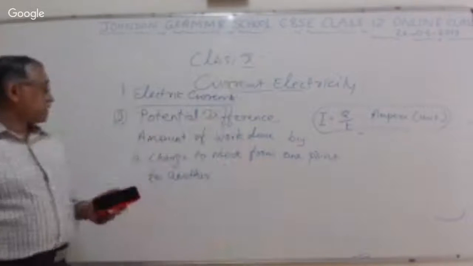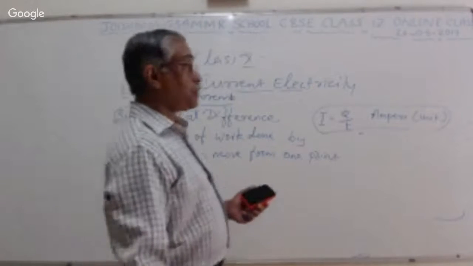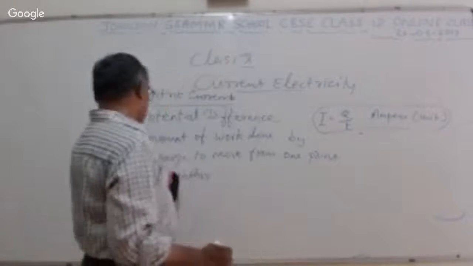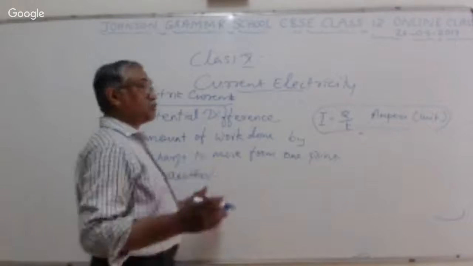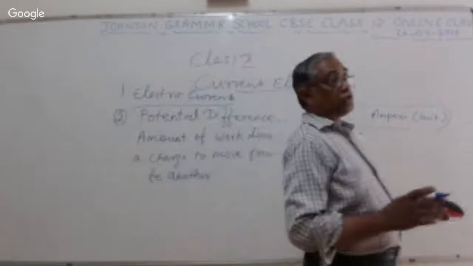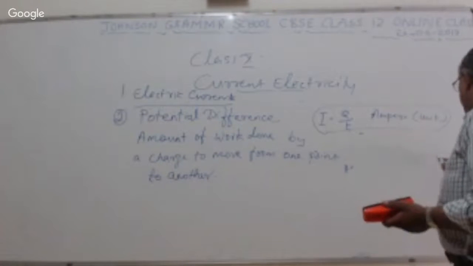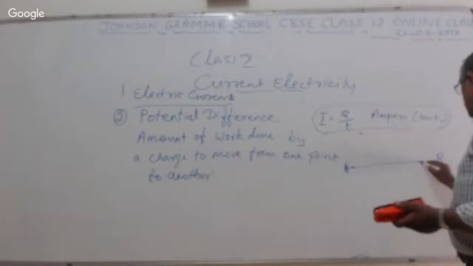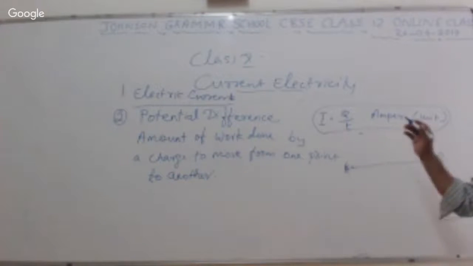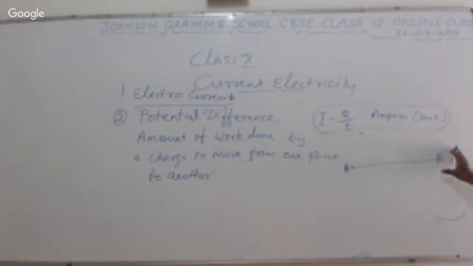So it is nothing but the amount of work done by a charge to move from one point to another point within the conductor. Suppose you are taking two points in the conductor, A and B. So this is the amount of work done to move the charge, a positive charge. You always take the unit positive charge to move from A to B.